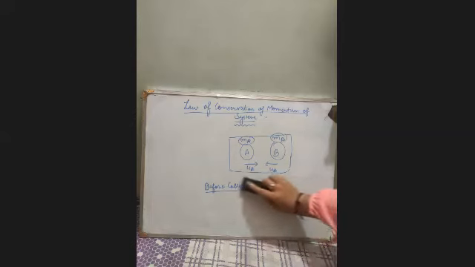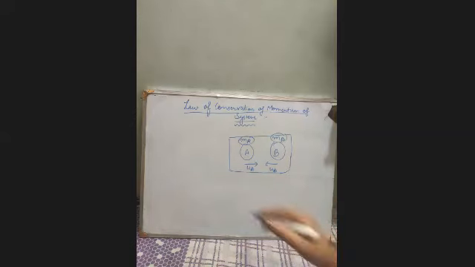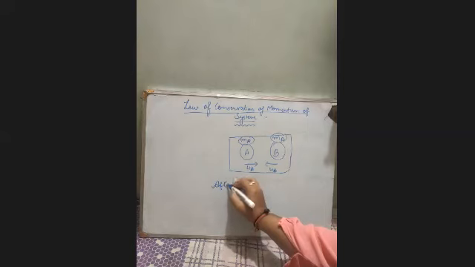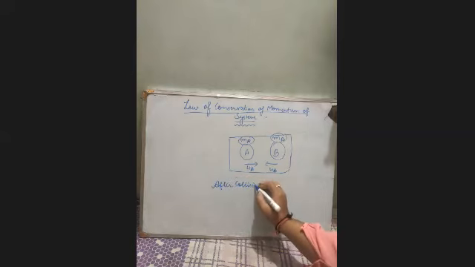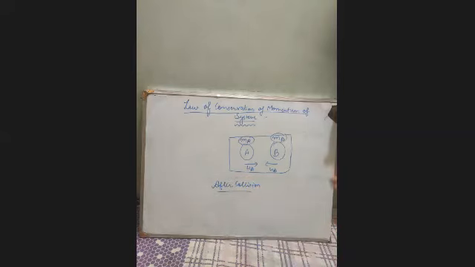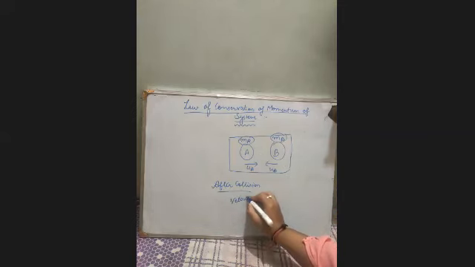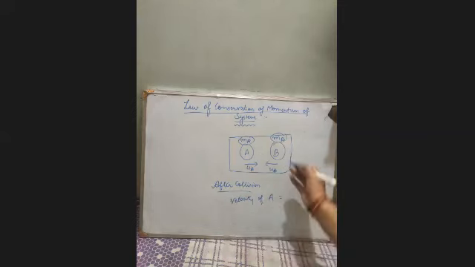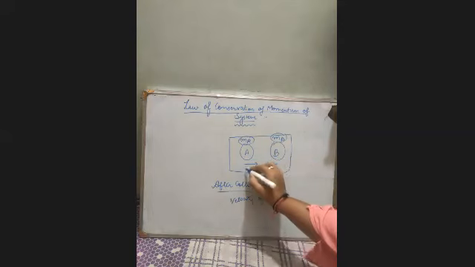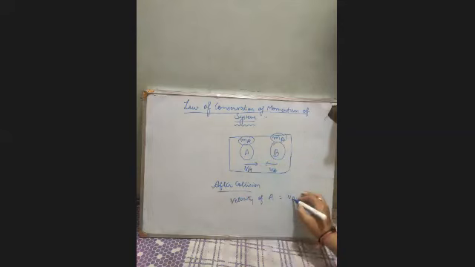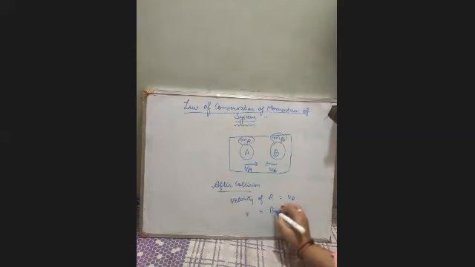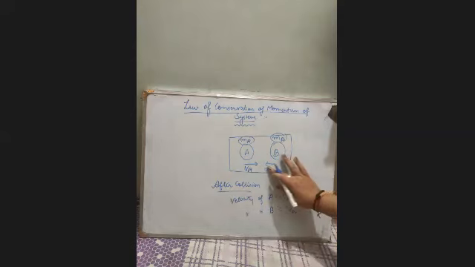Okay. So after collision, when a collision takes place between these two objects A and B, obviously their velocities will change. So the velocity of A now becomes, let's suppose after collision, VA and velocity of B now becomes VB, right?